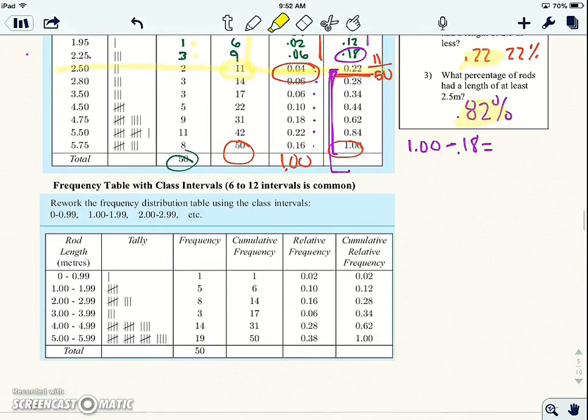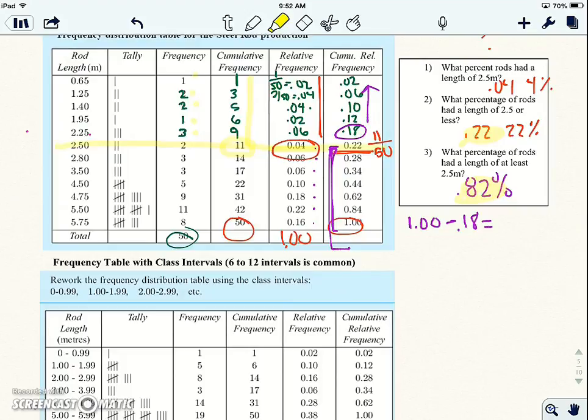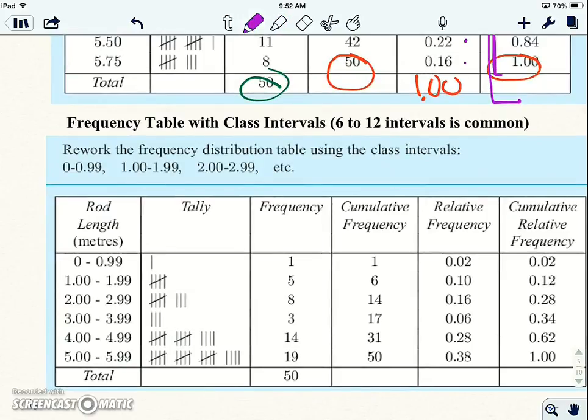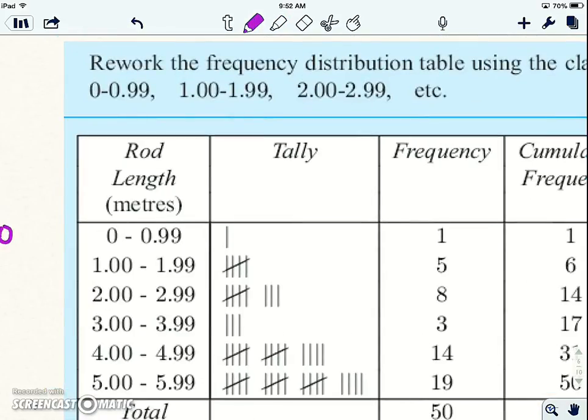Okay, so here they've now grouped it. So instead of giving a spot for every single rod length, which was kind of silly because sometimes we had 1 or 2 or 2 or 1, they've grouped the rods. And really what they've done is this is 0 up to, but not including 1 meter. This is 1 up to, but not including 2 meters. And instead they cut it off at 0.99 everywhere.